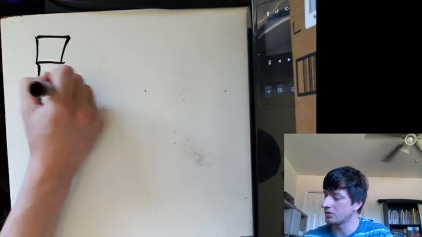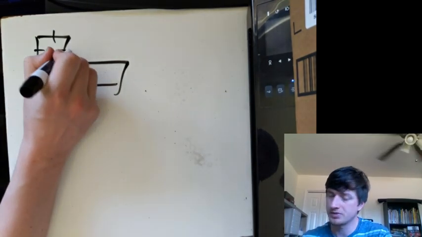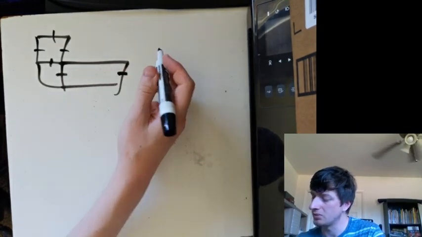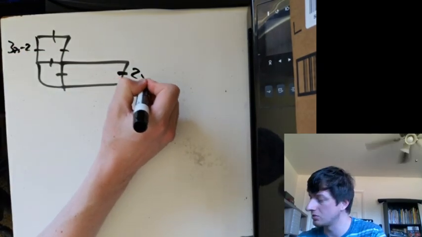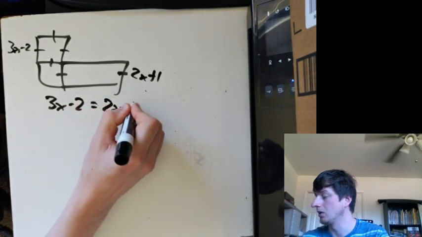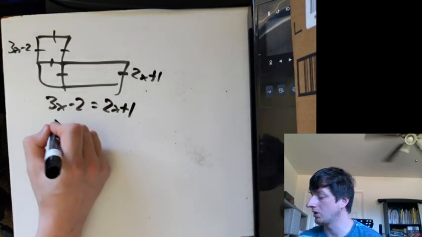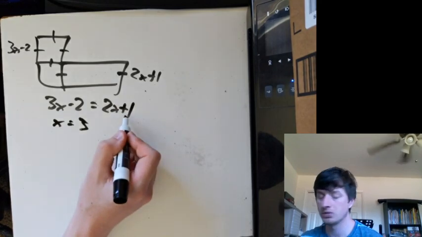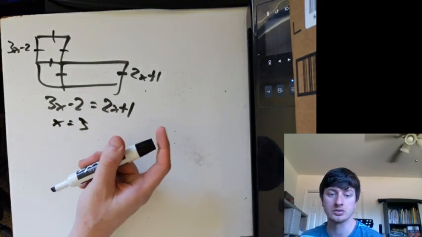We have this box, this curve, and this rectangle. These are all the same length because they're squares, and then this is the same length. So this expression here, 3x minus 2, is the same as 2x plus 1. And if you guys have any questions, you should ask them in the chat. So we get x equals 3. Subtract 2x from both sides, add 2 to both sides, we get x equals 3. And then we plug that in and we can find the areas.